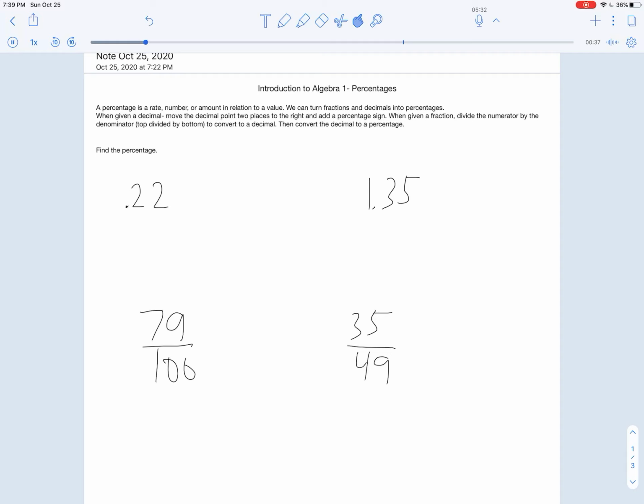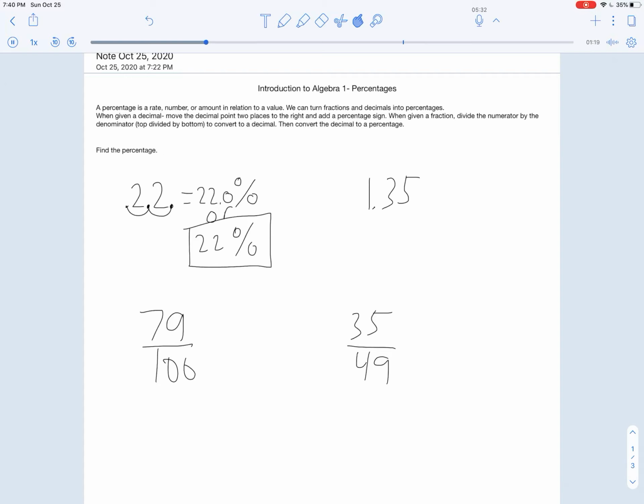Okay, let's go ahead and go over some example problems. So we have find the percentage, and we have 0.22. Here we're clearly given a decimal, and whenever we're given a decimal, we need to move the decimal point 2 places to the right. So if we take 0.22, we're going to move it 2 places to the right. So 1, 2. And that comes out to 22.0%, or really just 22%. I put 0.0 so you can better visualize how you're moving the decimal 2 places to the right. But it's that simple. So let's try another one.